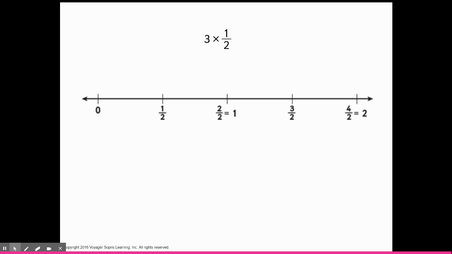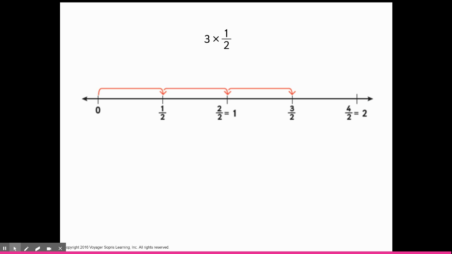Now let's multiply a whole number and a unit fraction. We can skip count on a number line to multiply 3 by 1/2. Notice this number line counts by 1/2. We skip count by half 3 times to show 3 times half. 1, 2, 3. So 3 times half is 3 over 2, or 3 halves. The number line clearly shows the counting pattern, 1/2, 2/2, 3 halves.